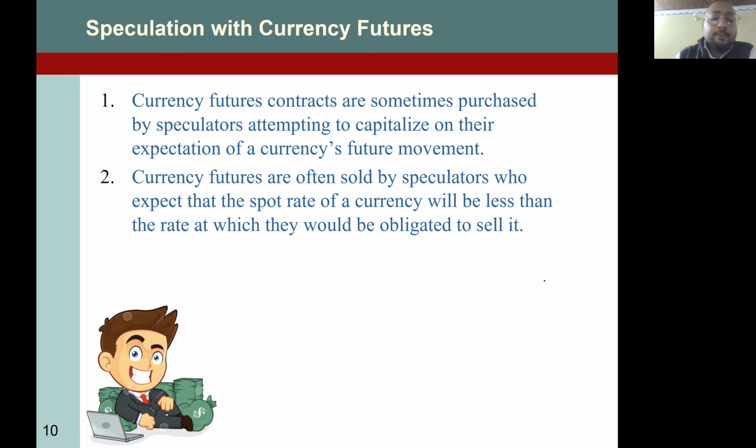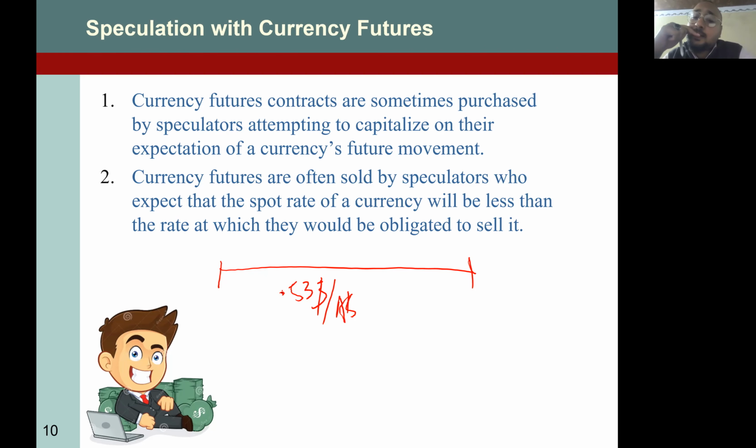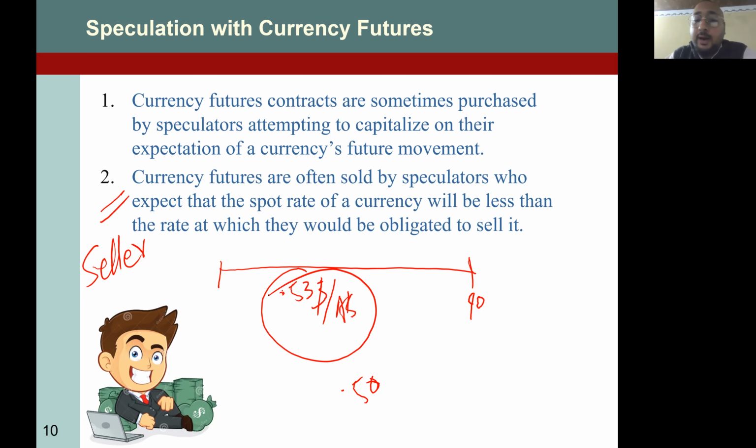What if you expect, or your analysis says, that your currency, for example, is $0.53 over the Australian dollar? 1 Australian dollar is equal to 0.53. And your expectation tells you that this currency will go down, for example to 0.50. So you become the seller of a future contract, which means you will sell at the time of 3 months at 0.53.